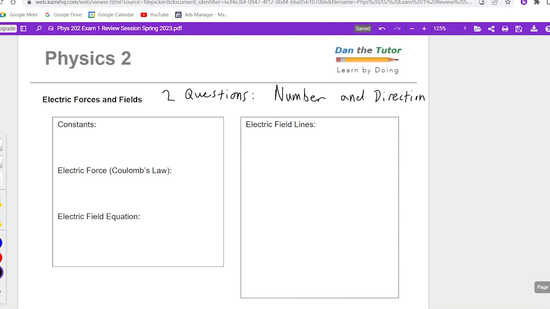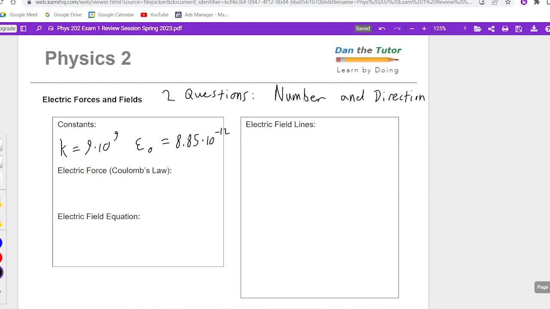I'm going to give you the equations on the left, and on the right I'm going to give you the direction way of thinking. So first we need to talk about the constants. There are 2 constants we need to know. k is equal to 9 times 10 to the 9th. Technically it's 8.99 times 10 to the 9th, but I think it's close enough that we can use 9. And the other constant we need to know is epsilon naught, which is 8.85 times 10 to the minus 12th.